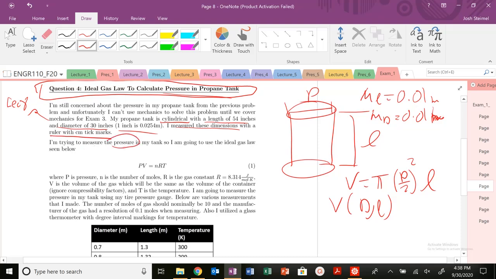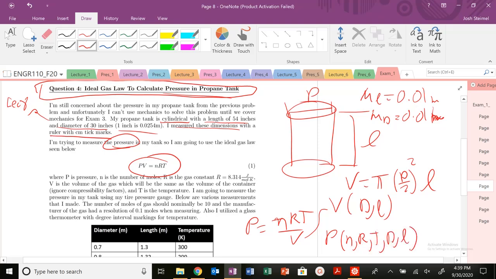Trying to measure the pressure in my tank. So our fundamental expression is going to be this. Pressure is going to be a function of nRT over V. So for pressure, we're going to plug in this equation for volume. So pressure is going to be a function of N, R, T, D, and L. P is pressure, and R is the gas constant. We're going to probably assume no uncertainty there, but let's keep reading.